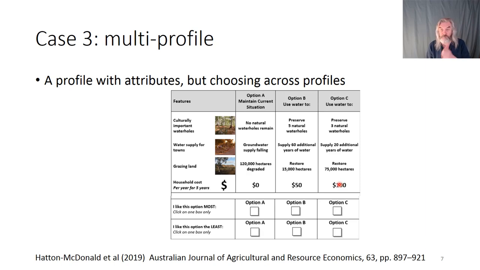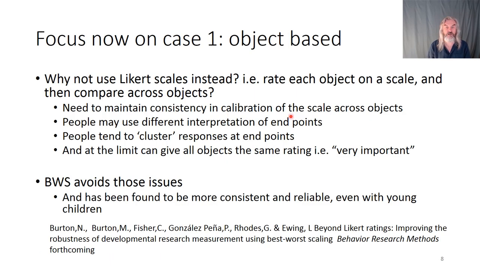And this gives us different sets of information. It gives us trade-offs within these elements and costs and so on. For those who are familiar, this is basically a discrete choice experiment, but instead of asking just for the best option, we're also asking for the least preferred, so we're getting this best-worst component. So those are the three types. But we want to focus on case 1, the object-based one. This is going to be the focus for us today rather than the others.